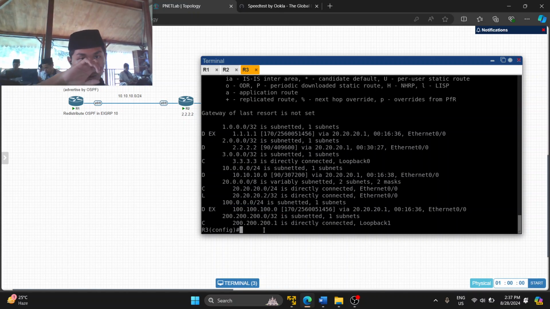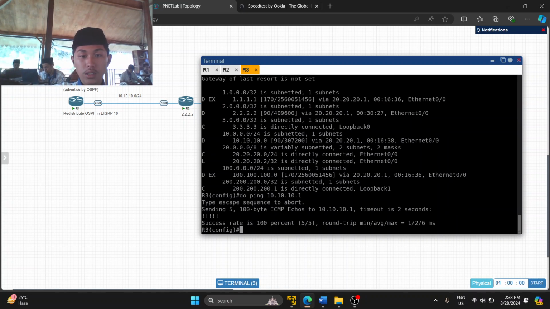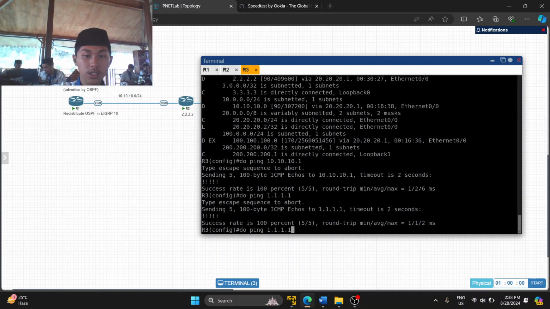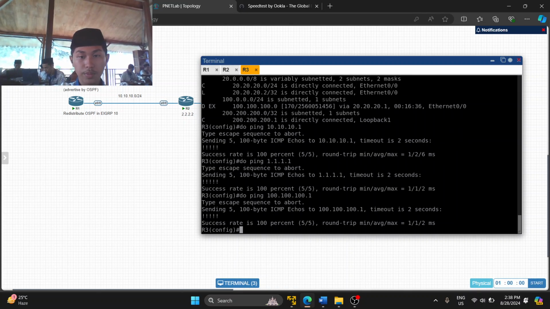Okay, now from router 3, we try to ping 10.10.10.1. Okay, it's a success, and we also try to ping 1.1.1.1. It's also a success. Ping 100.100.100.1. All of them are a success. It means that our configuration is successful. There is no problem at all.